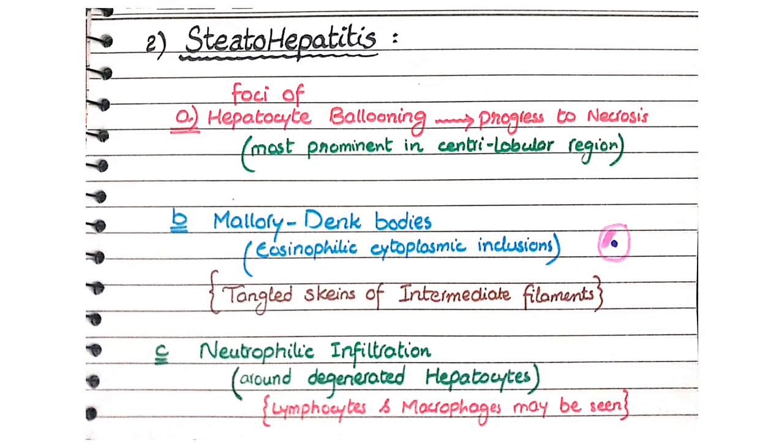You know that when we discussed the topics of viral hepatitis, we studied that even in acute viral hepatitis and in chronic viral hepatitis, the most predominant inflammatory cells are mononuclear cells, that are lymphocytes and macrophages. But here in fatty liver disease, the most predominant inflammatory cells are neutrophils. So remember this point. So overall, the stage of steatohepatitis is characterized by foci of hepatocytic ballooning that progress to necrosis. You see Mallory-Denk bodies that are eosinophilic cytoplasmic inclusions made of intermediate filaments, and you see neutrophilic infiltration around the degenerated hepatocytes.